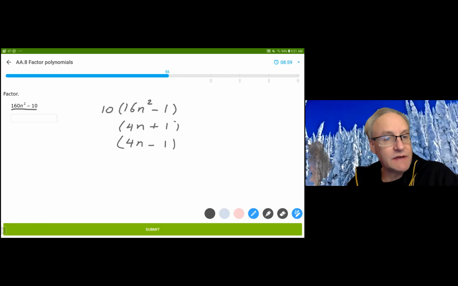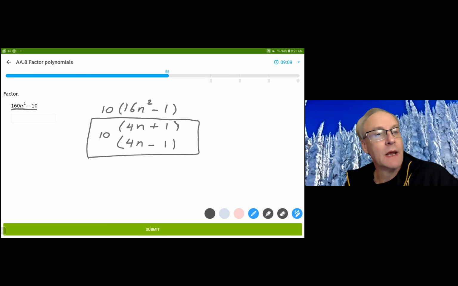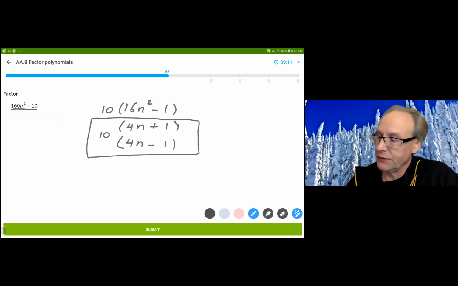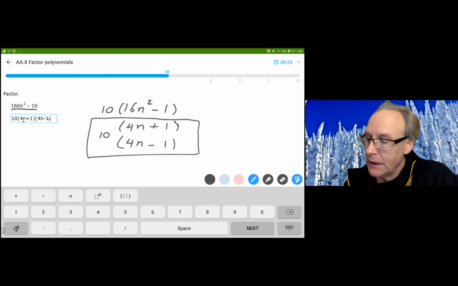Now, a very common mistake is to forget all about the 10. Remember, the 10 is one of our factors. So there's our 3 factors for this. There we go. And that's it. That's completely factored. We have a 10 times 4n plus 1 times 4n minus 1. And I normally separate out the subtraction, but it hasn't given me any problems recently, so I'm going to leave it at that, I guess.